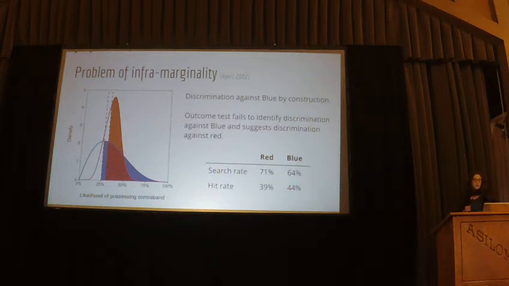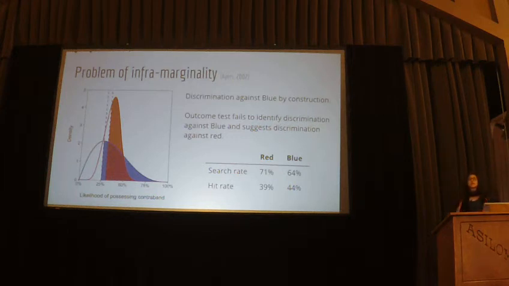Right, but if we calculate the search rate and the hit rates, we can see that red drivers actually are searched more and have a lower success rate of those searches. So the outcome test not only fails to identify discrimination against blue, but actually goes the other way and suggests discrimination against red. The reason here is the heavier tail in the blue distribution, which is driving up the hit rate.